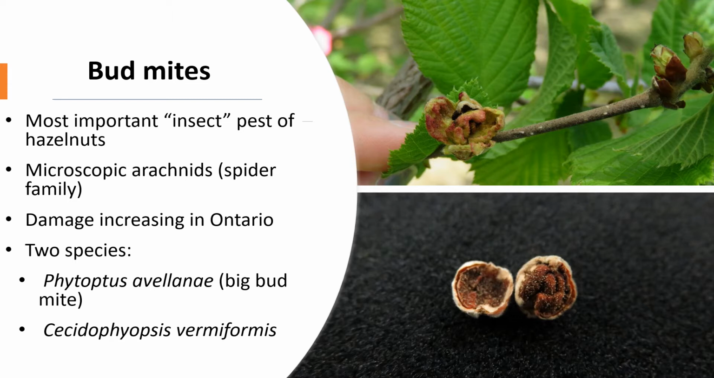And when we talk about bud mites, we're actually referring to 2 species. The main one of concern is the big bud mite, or Phytoptus avellanae, which causes the main damage that we see on hazelnuts. However, there is another species, Cystophyopsis vermiformis, which does not have a common name, that has been reported in blasted buds in most hazelnut growing regions. It's less of a primary pest and more likely to invade buds that are already invaded by the big bud mite, but it can make damage worse. We have not confirmed this in Ontario, but we expect that it is present here.